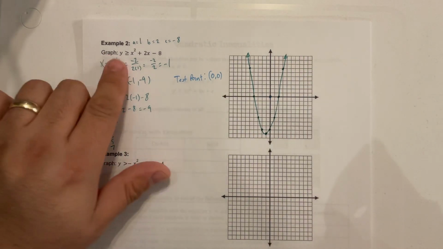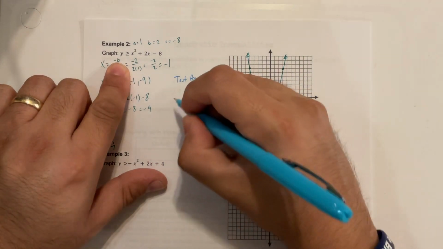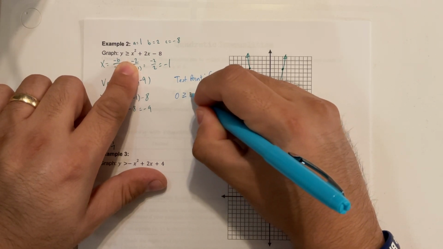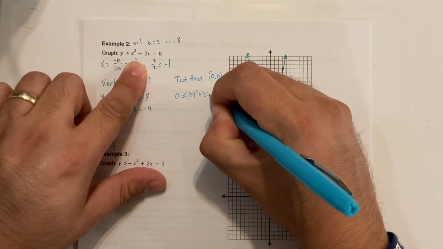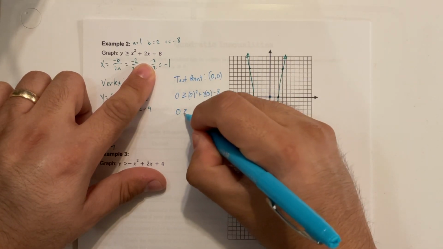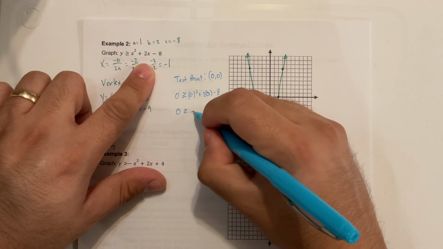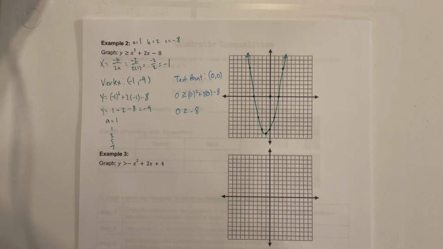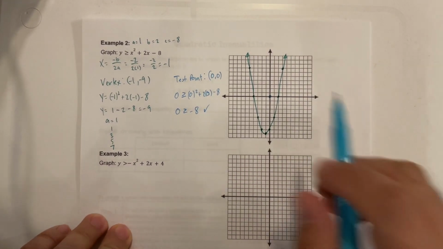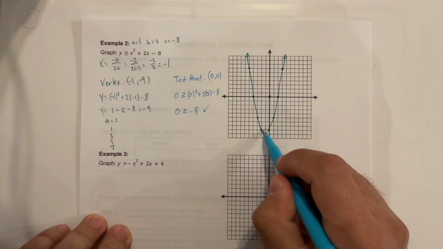All right, so let's substitute it into our quadratic inequality. So 0 is greater than or equal to 0 squared plus 2 times 0 minus 8. So 0 is greater than or equal to 0 plus 0 minus 8, which is negative 8. This time, 0 is greater than or equal to negative 8, so that is true. So this time we shade the region where the point is. The test point is in here, so that means I shade inside the parabola.